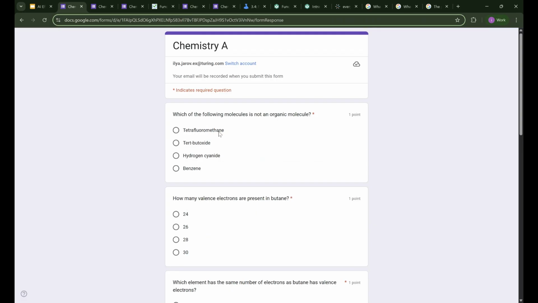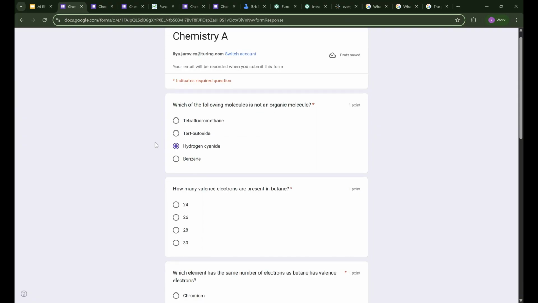Tetrafluoromethane. Now, methane's got CH in it, so that is definitely organic. Tert butoxide. I'm not really sure what that one is. Hydrogen cyanide, HCN. I think this is not an organic molecule. Benzene definitely is. So I'm willing to bet it's this one because butoxide sounds like it's got carbon and hydrogen.